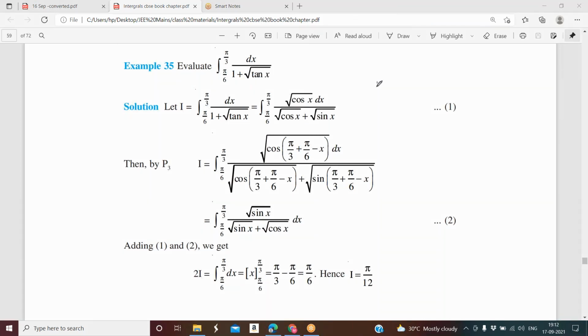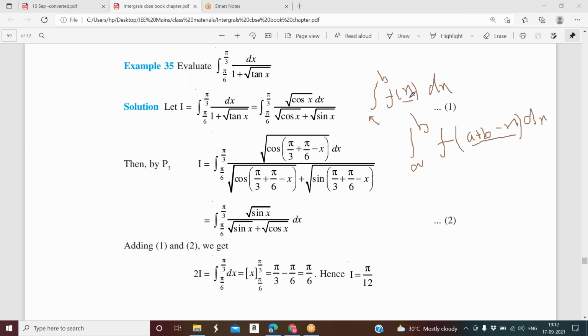Property 3 is not integral 0 to a, because here it starts from pi by 6 to pi by 3. This is of the form integral a to b, where a and b are the lower and upper limits, x belongs to the closed interval a, b. Then integral a to b f of a plus b, sum of upper and lower limits, minus x. So wherever you have x, you have to replace it by a plus b minus x, and then integrate with respect to x between the limits a and b. That's what property number 3 says.